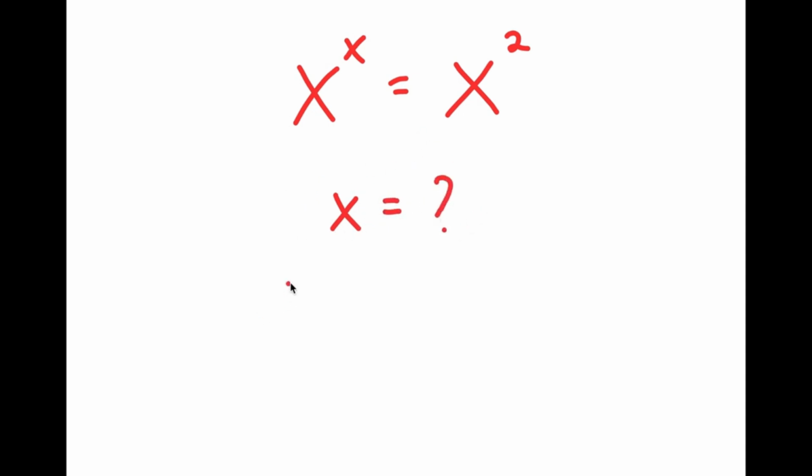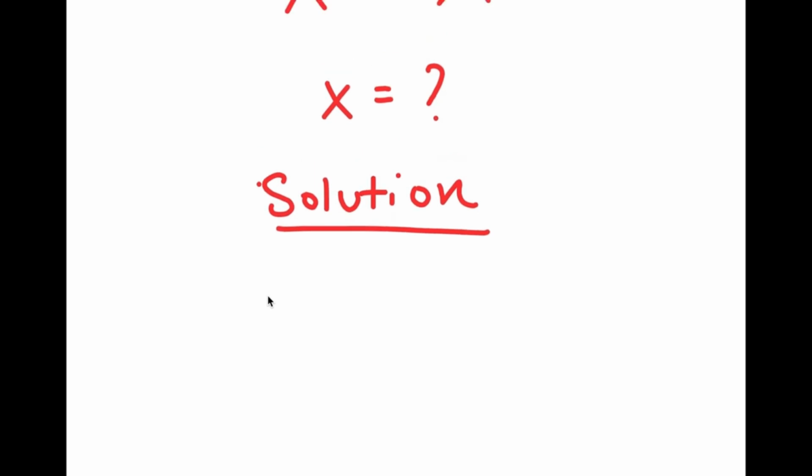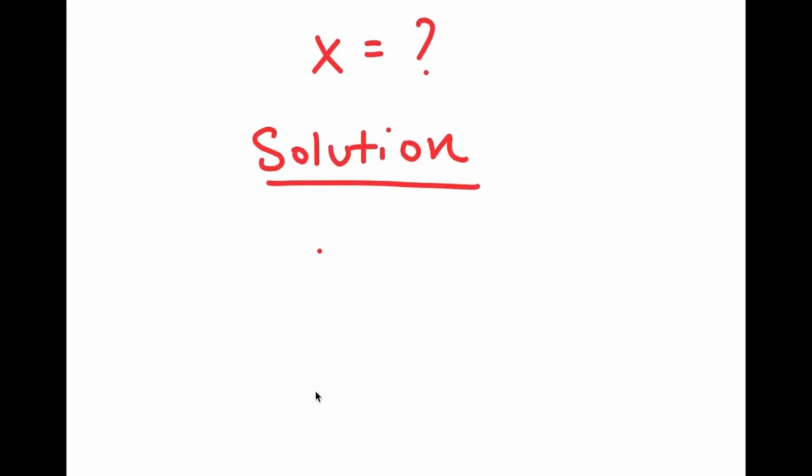Alright, so for this video, I'm going to be solving the equation x to the power of x is equal to x to the power of 2. My only variable in this equation is x, so that's what I'm going to be solving for. And now for my solution. I'm going to rewrite this problem down here so I have a little more solving space. So my equation is x to the power of x is equal to x to the power of 2.